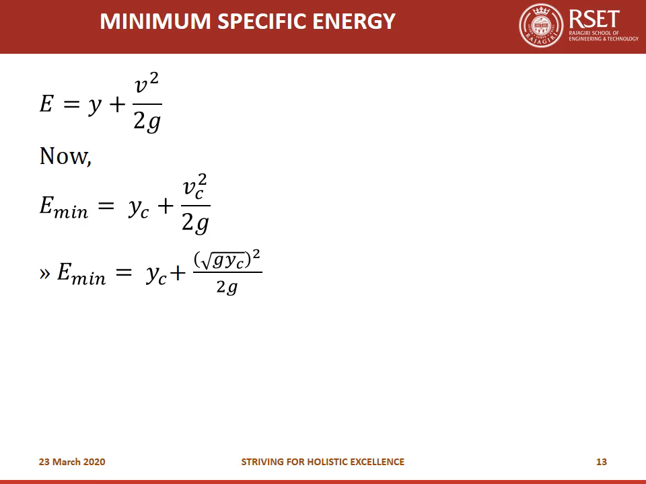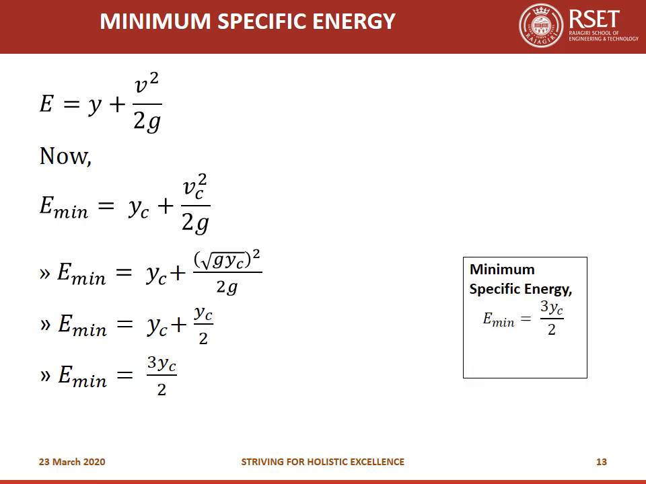So I keep Yc as it is. Vc, I've got an expression for critical velocity as root of Gyc. So root of Gyc the whole square divided by 2g. Simplifying, I'll get E minimum is equal to Yc plus Yc by 2, or E minimum is equal to 3Yc by 2, 1.5 times the critical depth. So minimum specific energy is given by 3Yc by 2.